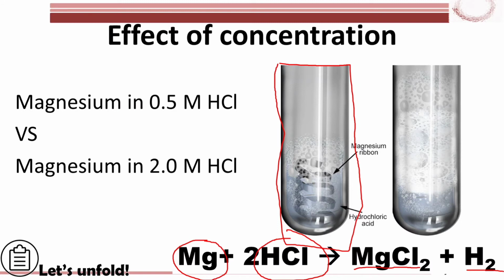So, anong uri ito ng chemical reaction? 5, 4, 3, 2, 1. Single replacement or displacement. So, now, the big question here, what if ang hydrochloric acid ay magkaiba ng concentration? Yung isa, 5 moles. Yung isa, 2. So, mas concentrated yung second sa una.